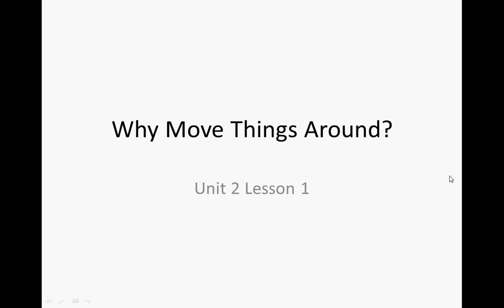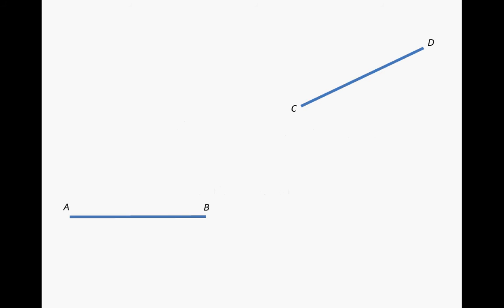All right, welcome to Unit 2, and here's our first lesson, Lesson 1. Our unit on congruence. We'll start off by asking the question why we move things around. So, given two segments, AB and CD, which could be very far apart, how can we find out if they have the same length without measuring them individually? Do you think they have the same length? How would you check? And we will revisit this question later.